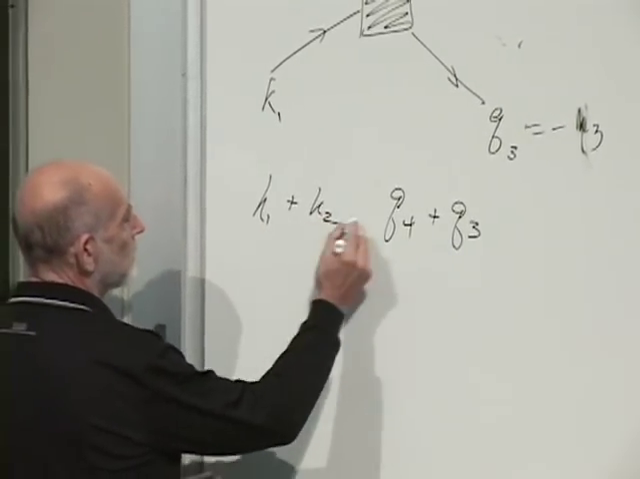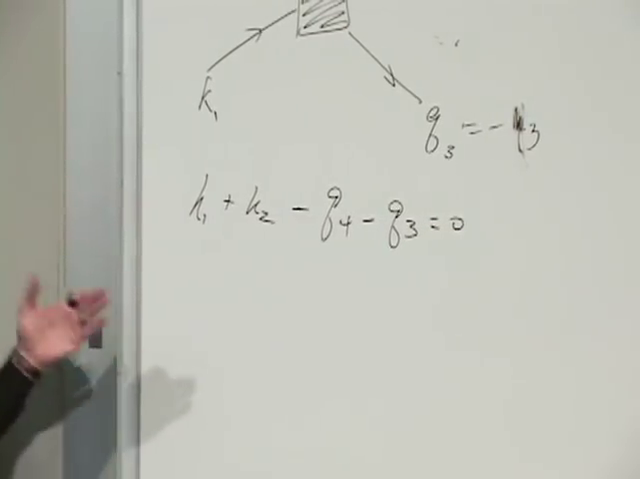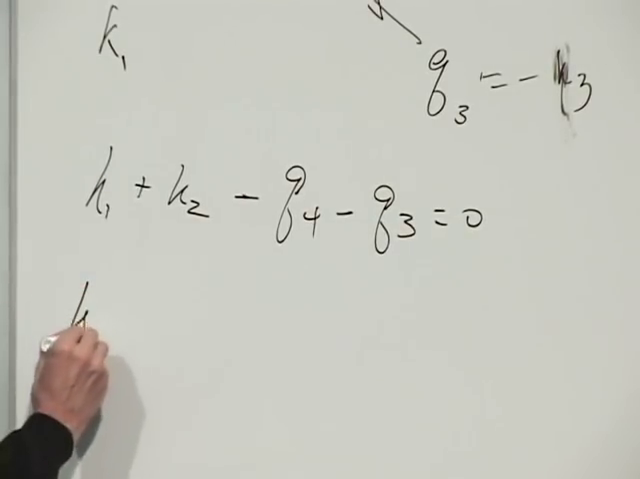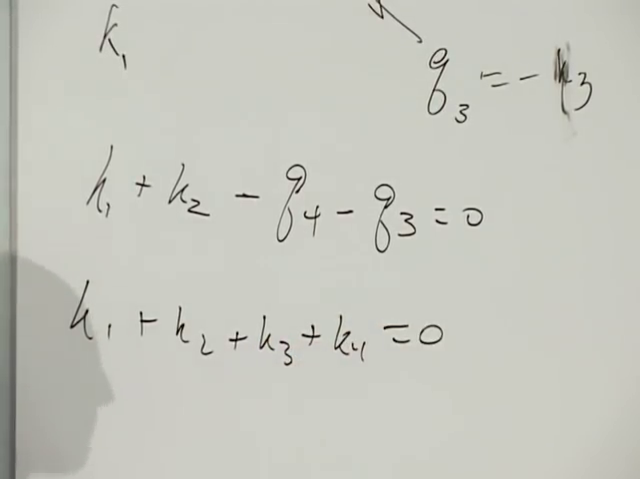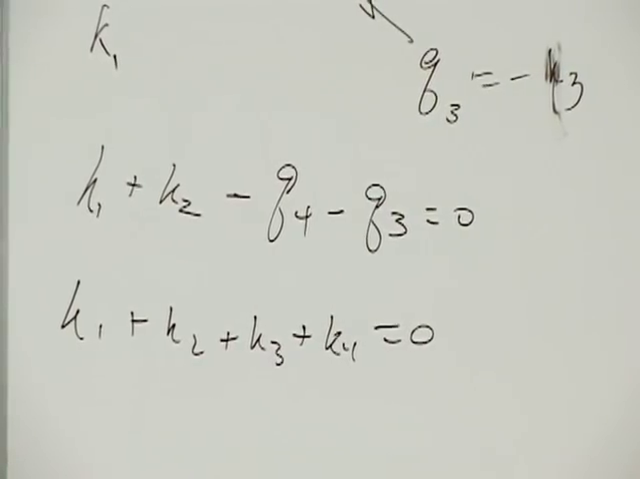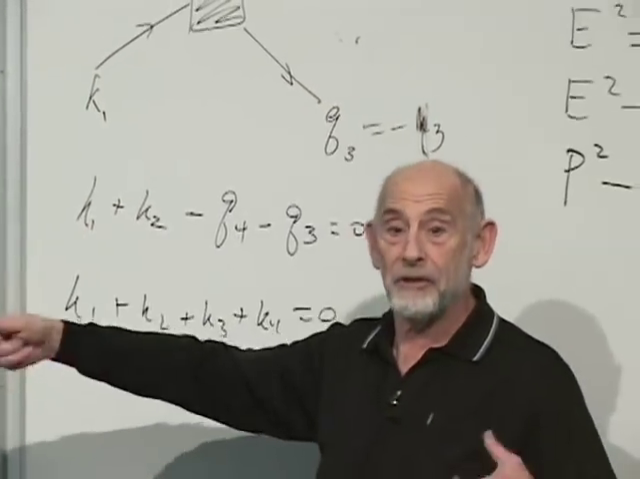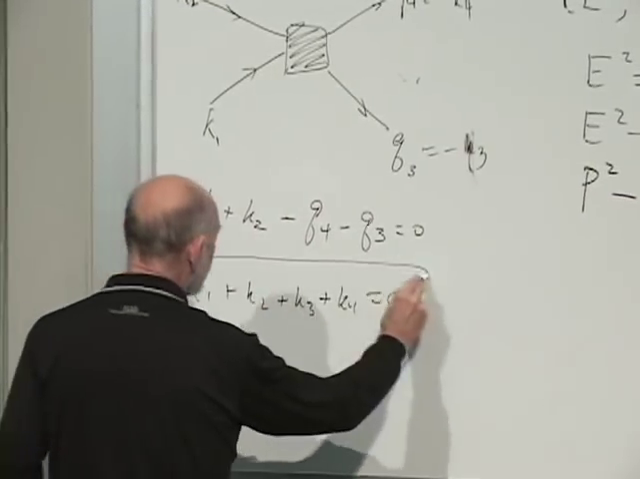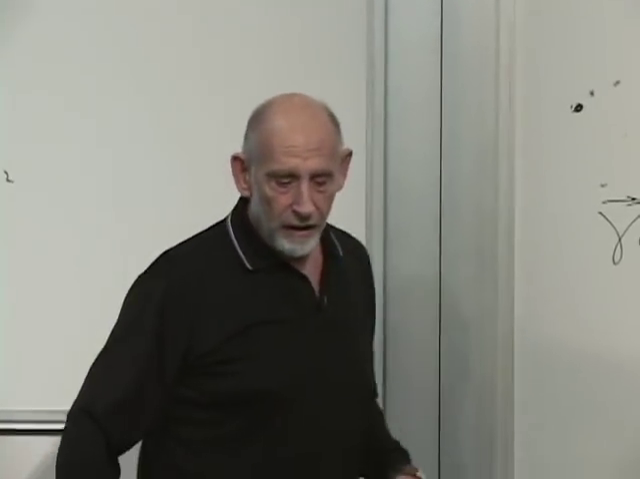Instead of writing K1 plus K2 minus Q4 minus Q3 equals 0, it now becomes K1 plus K2 plus K3 plus K4 equals 0. You treat all particles as incoming, but you have to remember that the label for the outgoing particles is minus the actual momentum of the outgoing particle. But once you do so, momentum conservation is completely symmetric between the four particles. A useful trick.